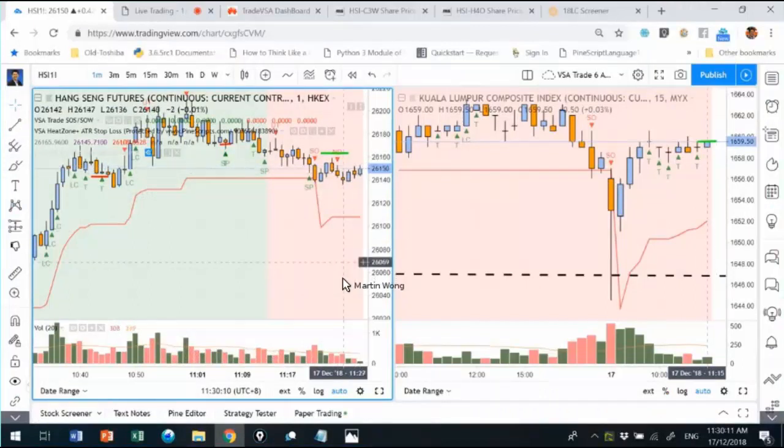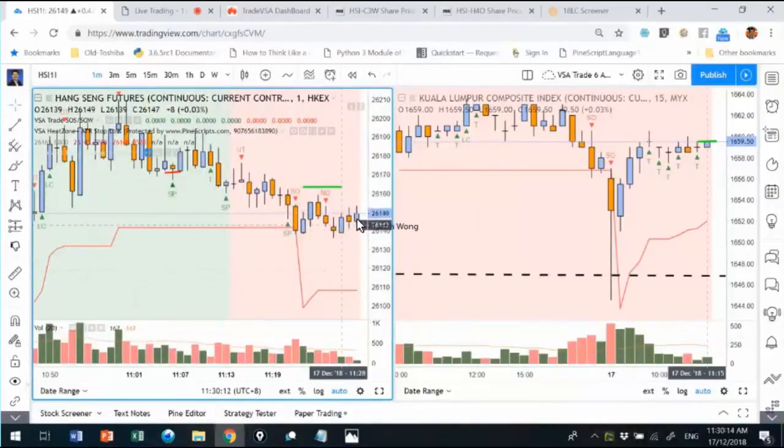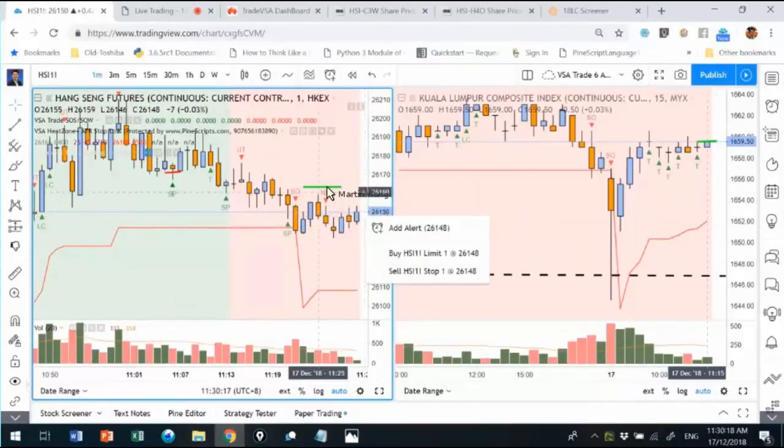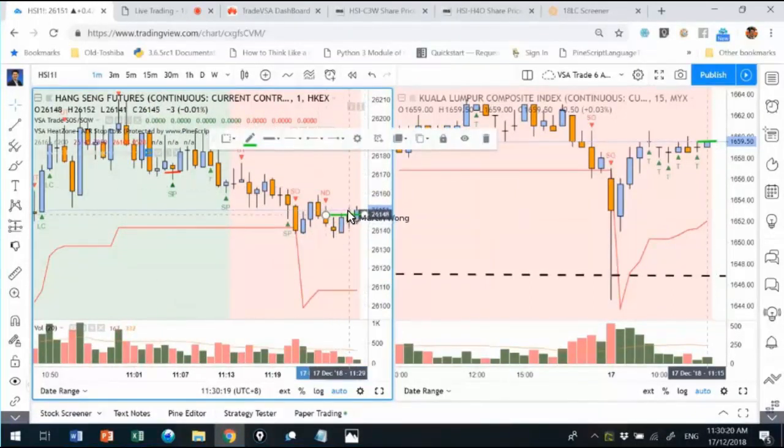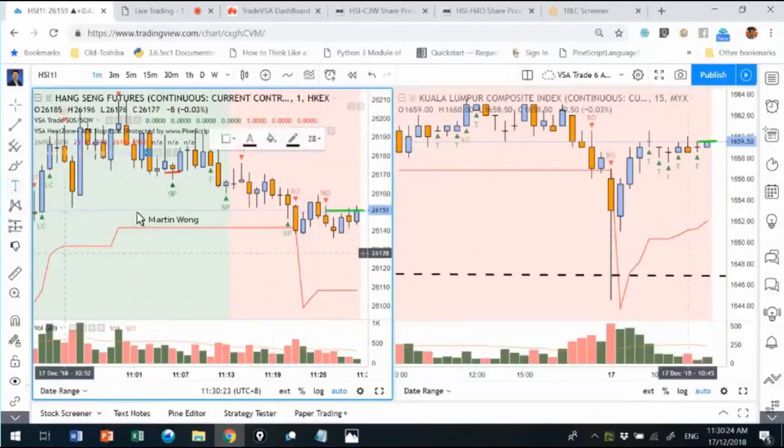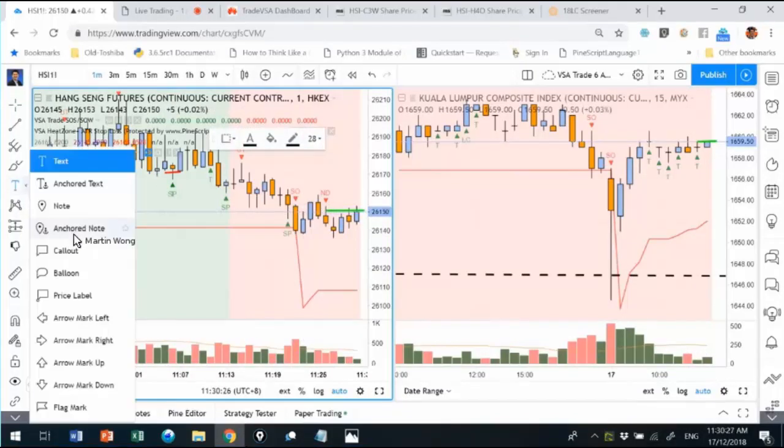Okay, looks like it's not. I'm going to exit now because it doesn't look like it's going to grind down anymore. We'll get out at 149. Okay, get out 149. So we're just going to tally that.